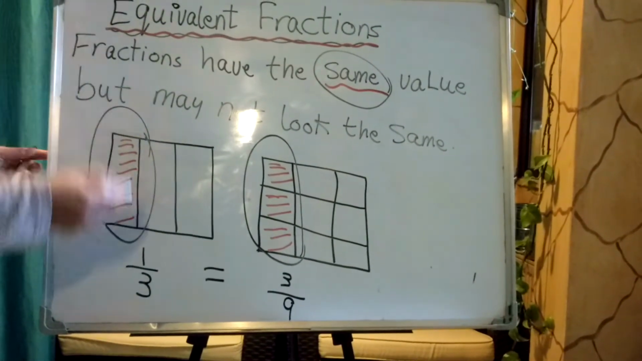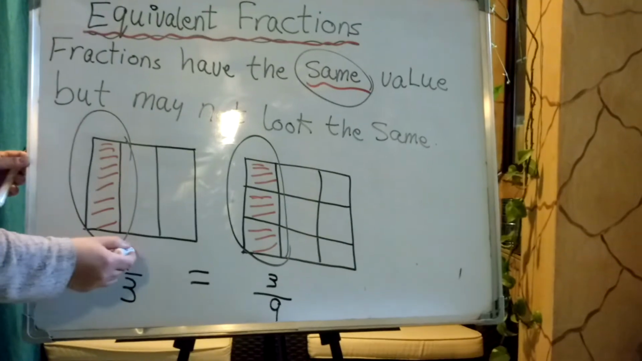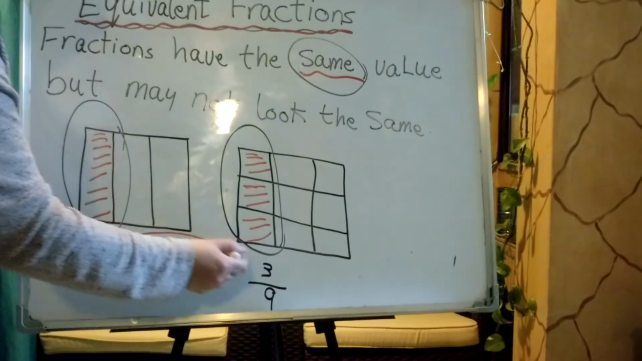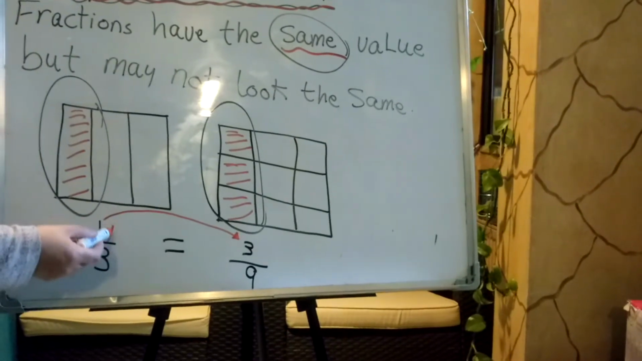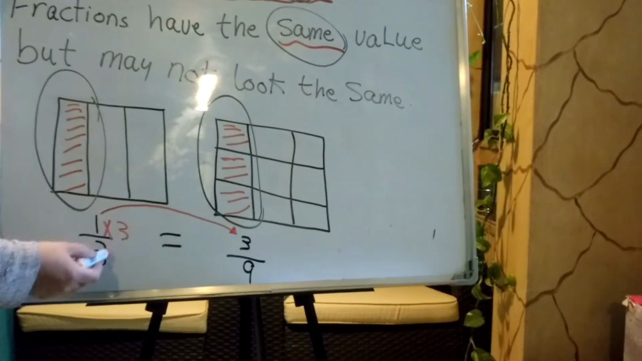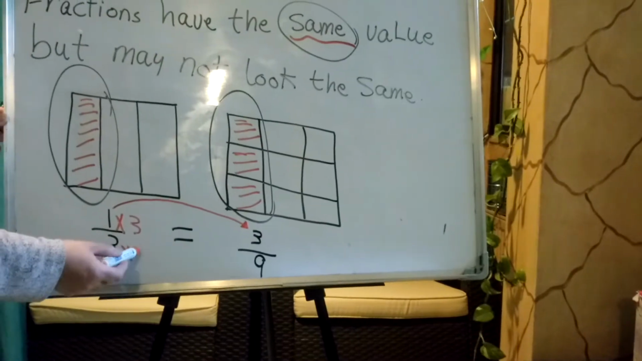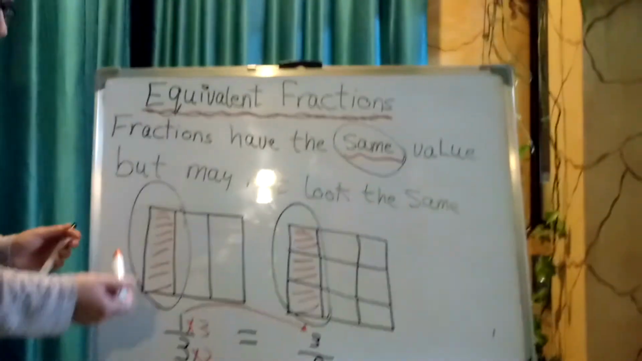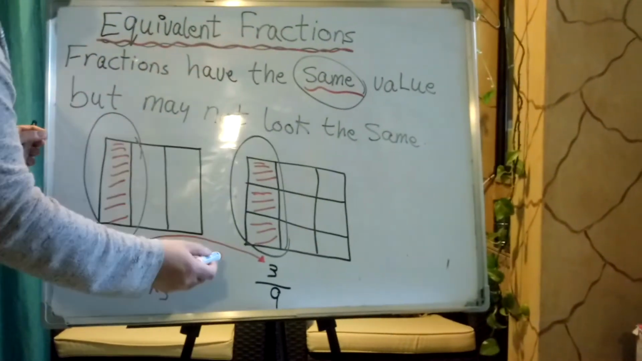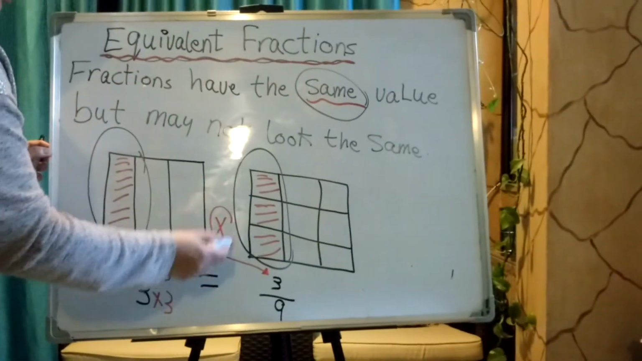You can think about a number. When you multiply it, you get 3. What is that number? 1 times what? It's 1 times 3. And here also, if you multiply 3 by 3, also you will get 9. So this is how we get equivalent fractions using multiplication.